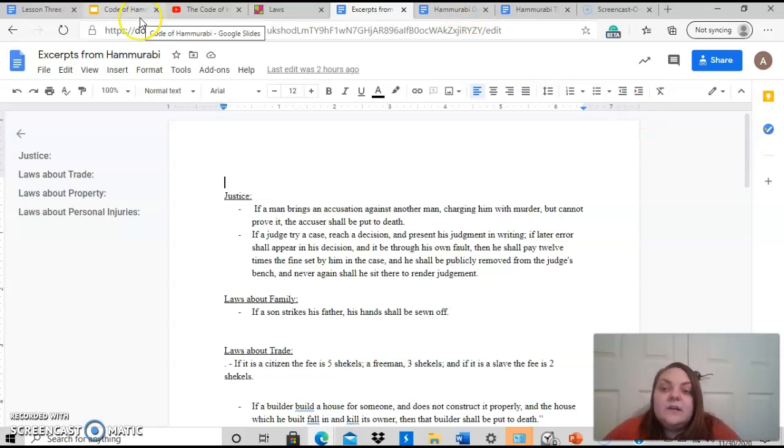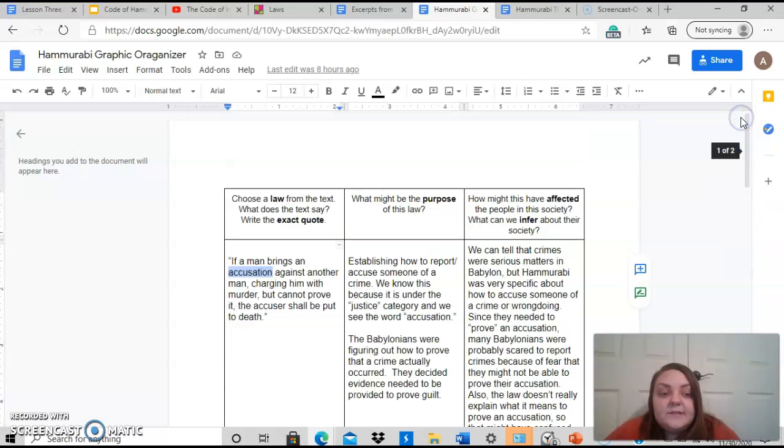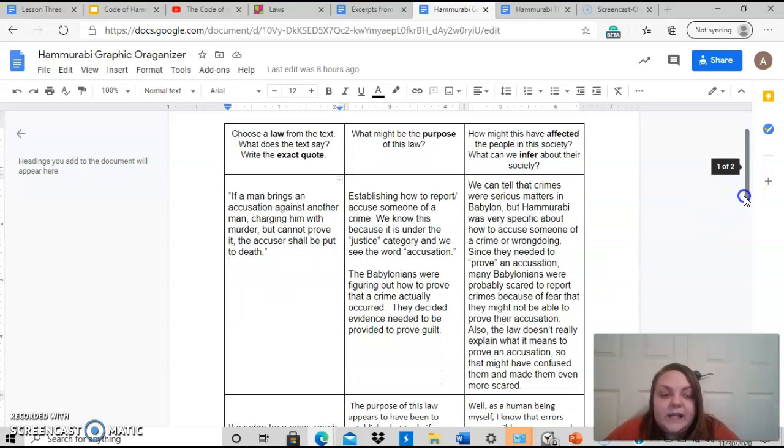all that. So as we read the excerpts, students are going to fill out a graphic organizer. This is what it looks like. Basically, in the far left column, they're going to choose a law from the excerpts, and they're going to put the exact quote. So I will first be doing a think aloud, where I explain my thought processes as I answer these questions in the graphic organizer, and I've put an example right here. This is what I would do.